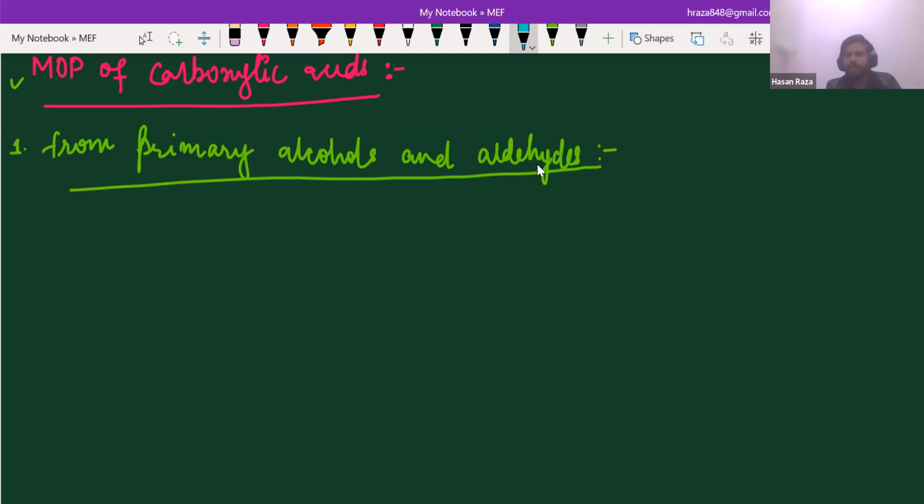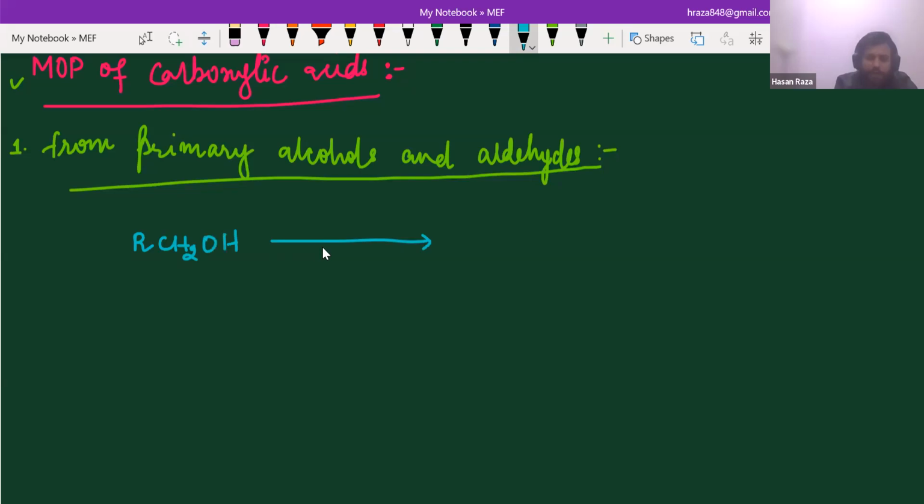you are going to use a strong oxidizing agent on a primary alcohol, you will get directly carboxylic acid. And if you are going to use a mild oxidizing agent on primary alcohol, it will be converted into aldehyde. And if you are going to again use that mild oxidizing agent on aldehyde, then it will be converted into carboxylic acid. So I'm going to write directly RCH2OH, which is a primary alcohol.